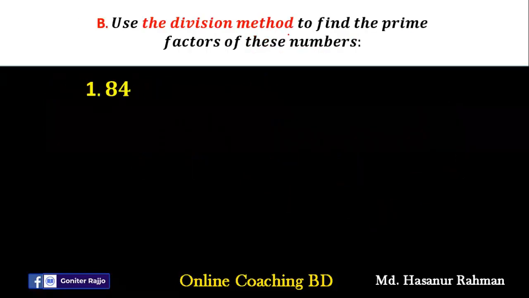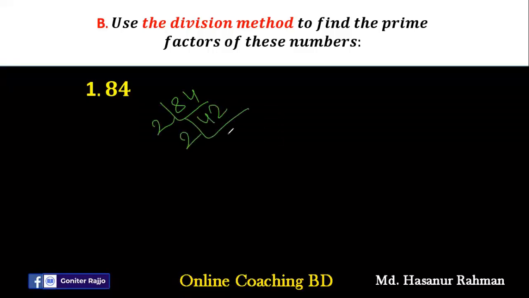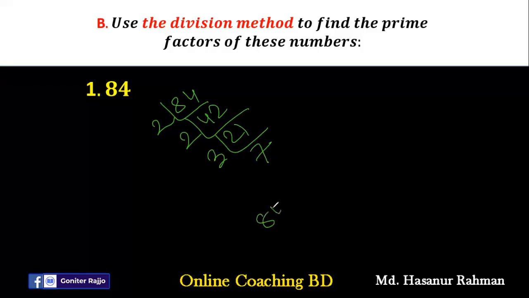Now number B. Number B says use the division method to find out the prime factors of this number. This is super easy. We have to divide 84 by 2. What will it be? It will be 42. We can divide 42 by 2. It will be 21. We can divide 21 by 3. It will be 7. So we can express 84 in this way. 84 is equal to 2 multiplied by 2 multiplied by 3 multiplied by 7. 2, 2, 3, 7. Simple one.